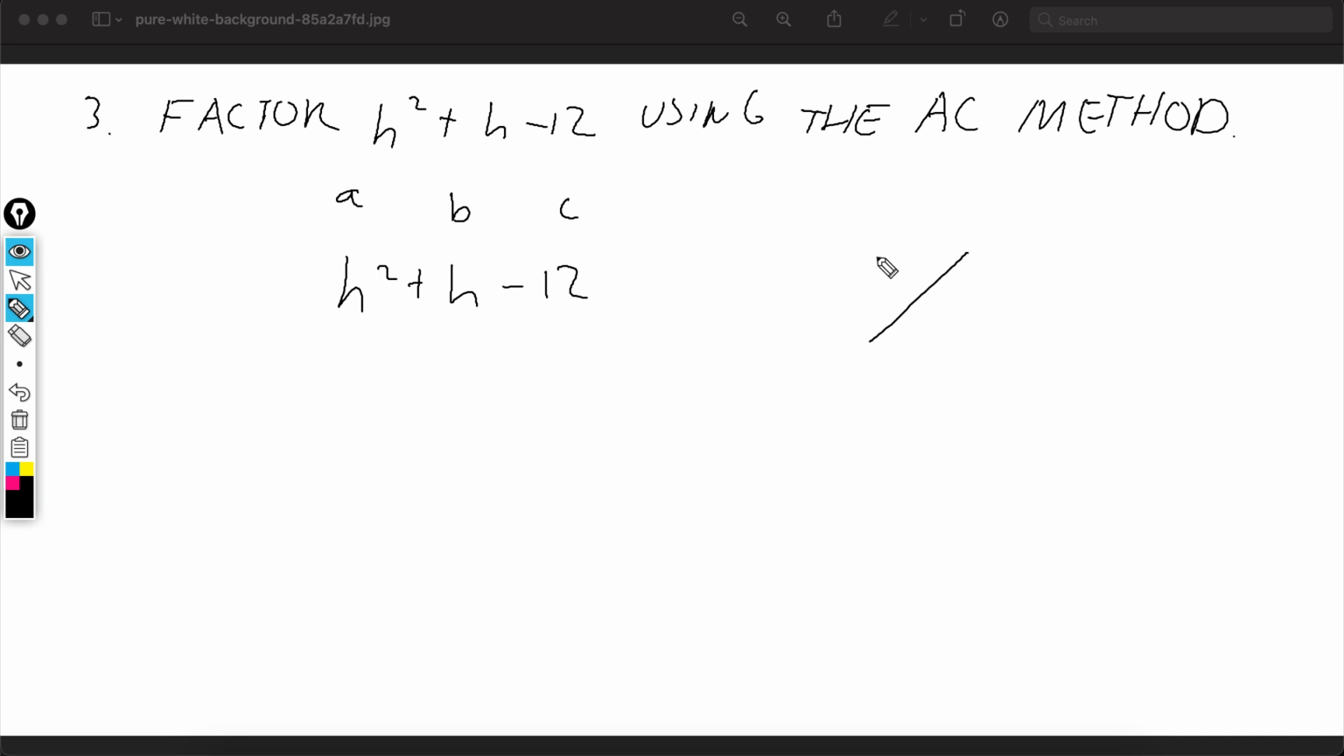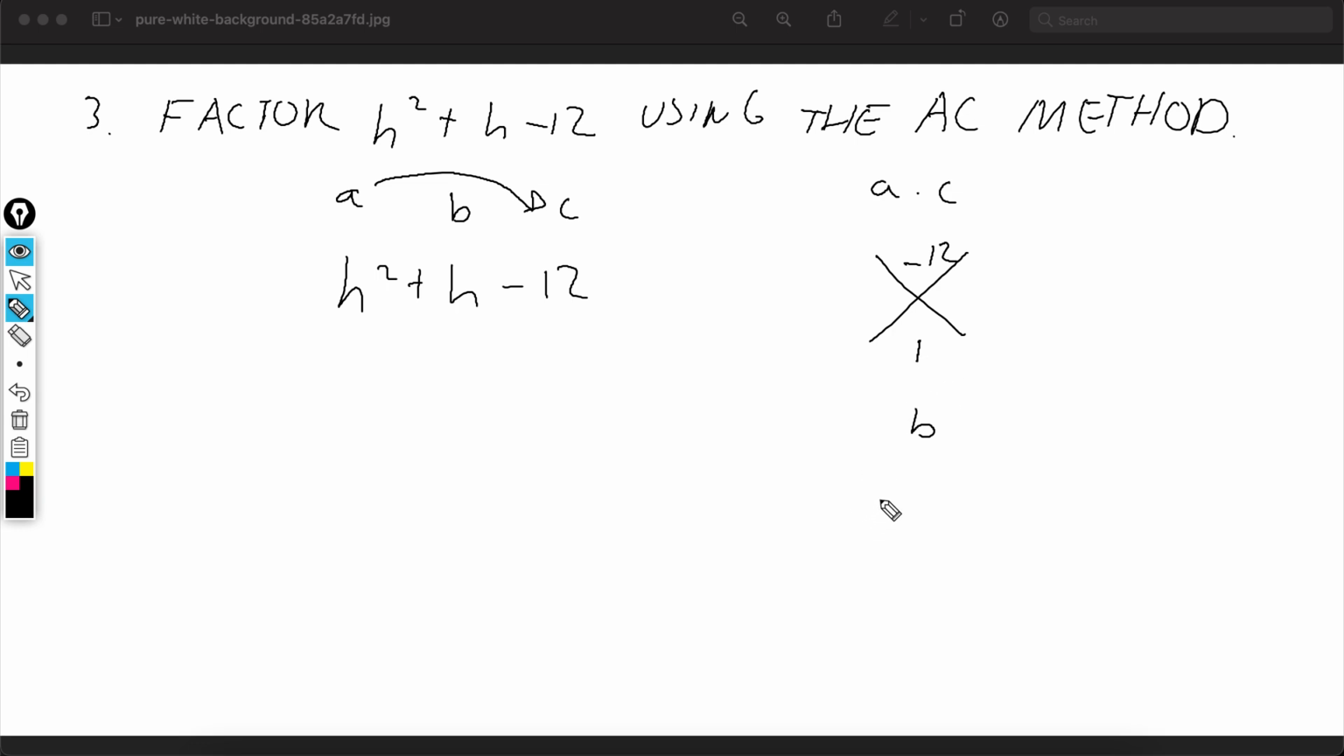Not hard, right? The top of this X box is going to be A times C, and the bottom will be B. So what do I mean by that? What is negative 12 times 1? Technically there is a 1 here. Negative 12 times 1, negative 12, correct. That goes up here. So remember, this guy times that guy. This right here is h, so there's technically a 1 here as well.